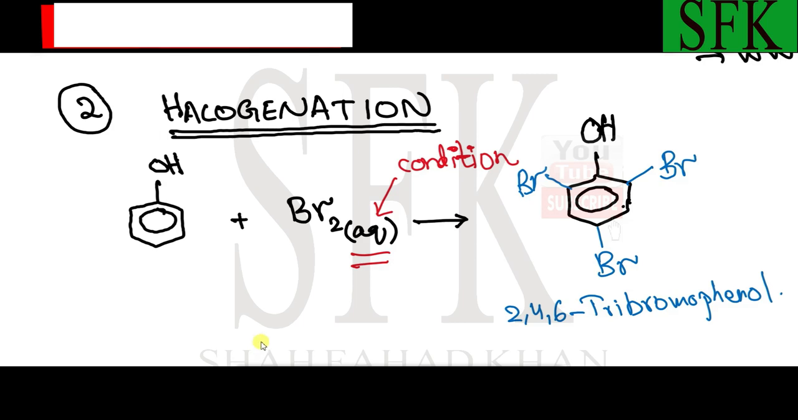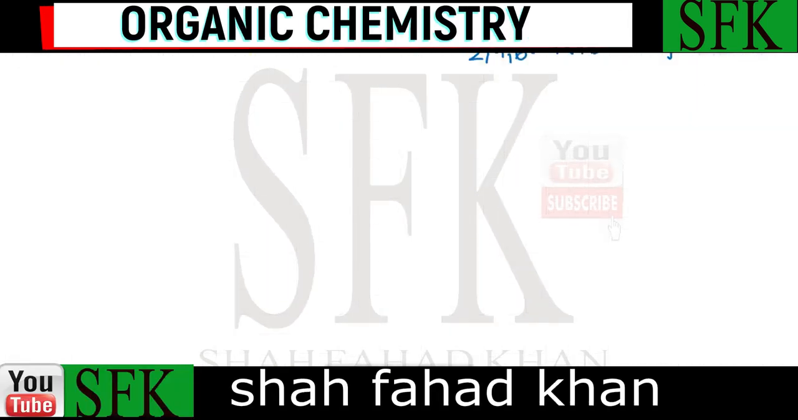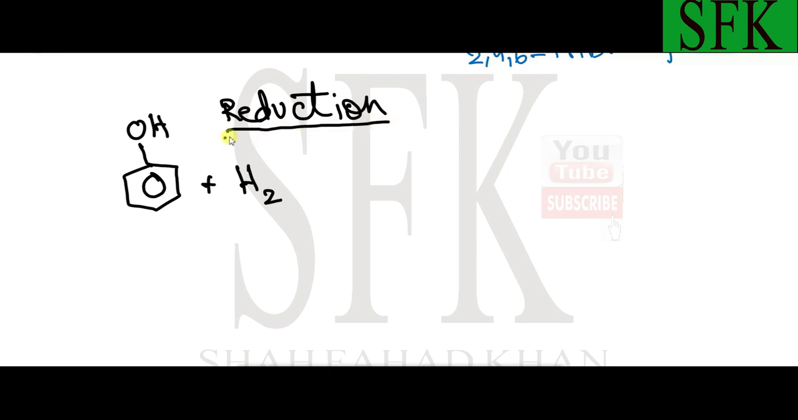Okay, now the next reaction is reduction of phenol. Basically, it's the reduction of the benzene ring itself. If we react phenol with hydrogen gas, basically this is the reduction reaction, and by reduction in this case we mean the addition or the gain of hydrogen. What happens is that in presence of nickel catalyst, this nickel catalyst is important, and a temperature of around 420 Kelvin. Okay guys, it's in Kelvin, it's not in degrees Celsius.